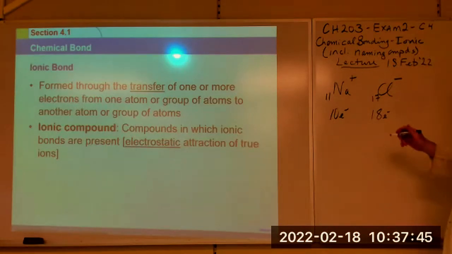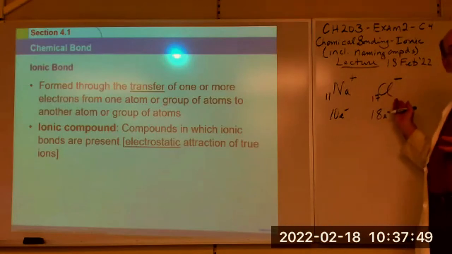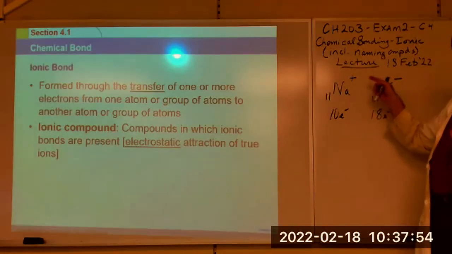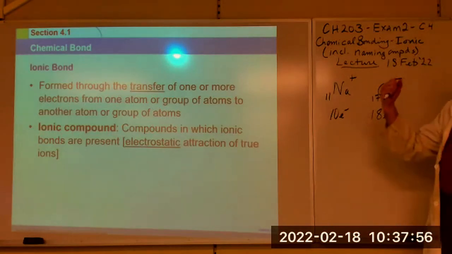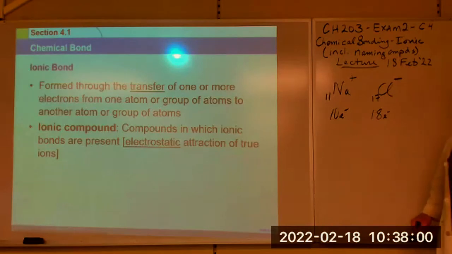You can look at it as a transfer. So this sodium loses an electron, transfers it to chlorine, and now you have a positive ion and a negative ion, and that electrostatic attraction is what holds them together as a compound.